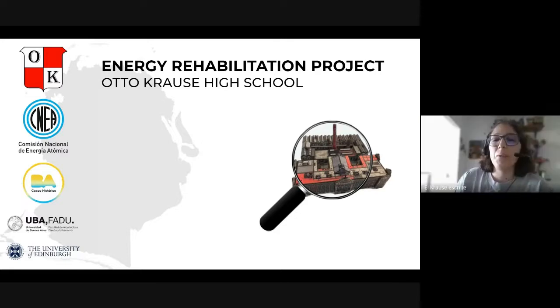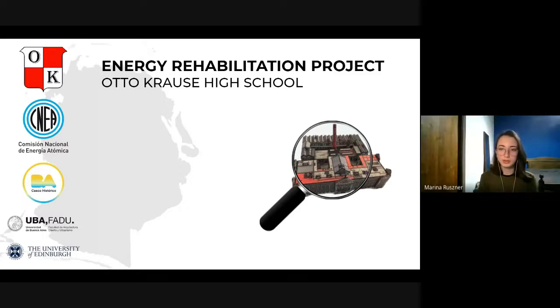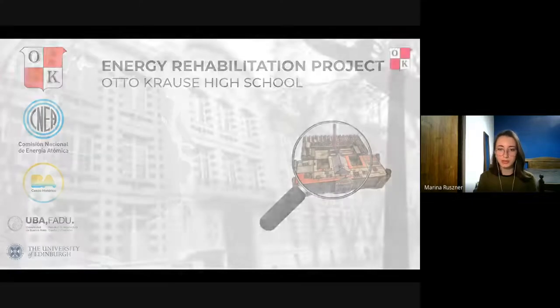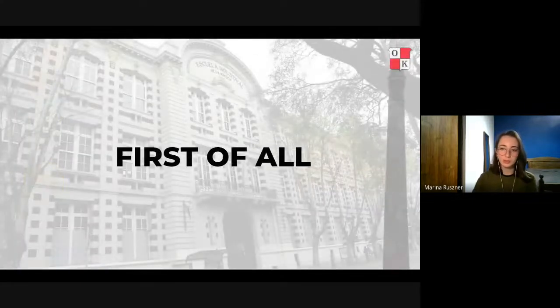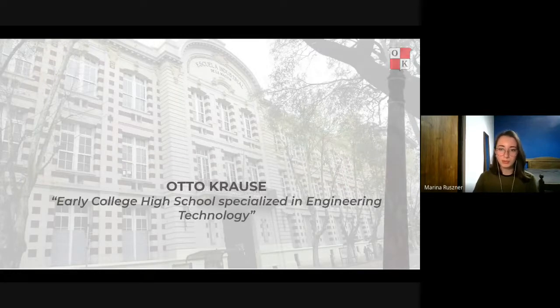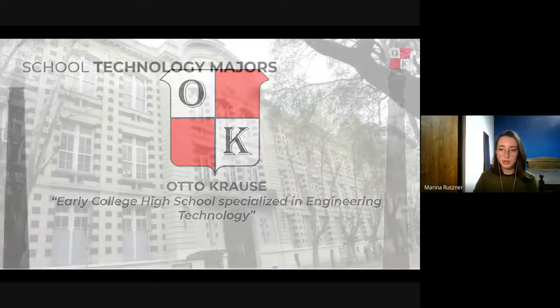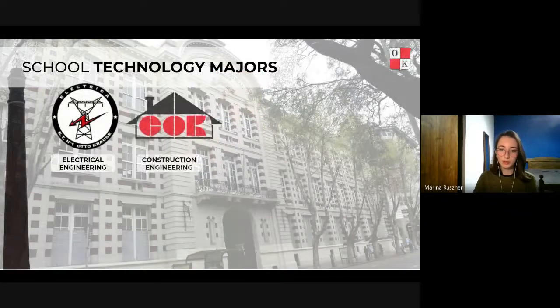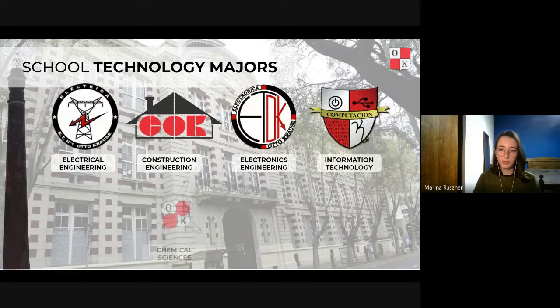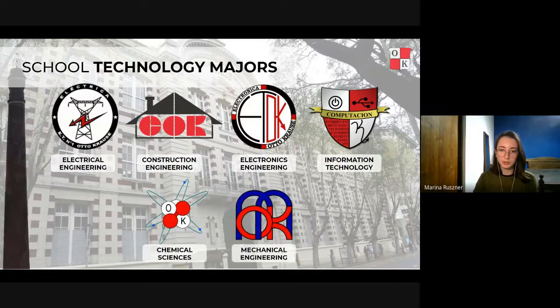So now they will start presenting the project. Our school was founded by Otto Krause, who was an engineer. It is the earliest high school college specialized in engineering technology in the country. The school operates on a 6-year program. The first 3 years, called Ciclo Básico, Basic Cycle, provide essentially a preparatory high school program on science and technology for youngsters that have completed their elementary education. The final 3 years, called Ciclo Superior, Upper Cycle, provide the equivalent to a college education degree in engineering technology.